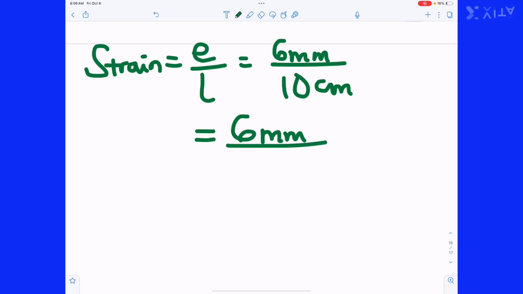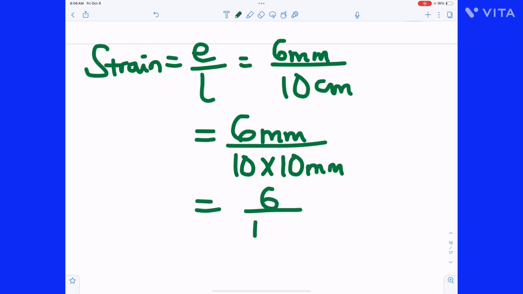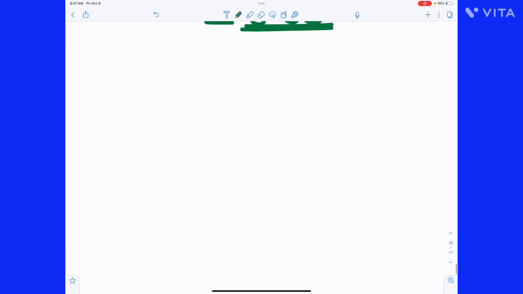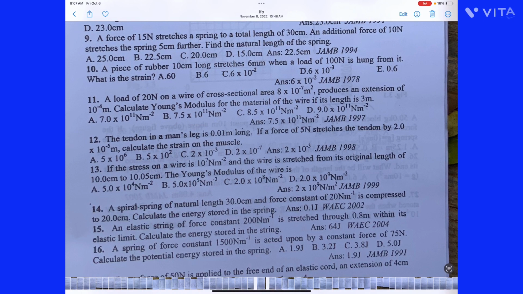So this is 6 millimeters. The strain will be 6 millimeters over 10 times 10 millimeters. That's 6 over 100. Millimeter, we divide millimeter. 6 over 100 is equal to 0.06. My strain, the tensile strain on the elastic material, is 0.06. There's no unit, just 0.06.